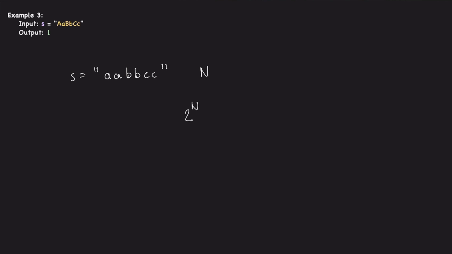And then for each of those sets, we could check whether we can form a palindrome. So it would be another times n operation. The time complexity for this solution would be really bad, exponential time. This is not even something worth implementing. It would work only for extremely small strings, and if we try to submit this on LeetCode, we would get a time limit exceeded. So let's try to think about a better solution.